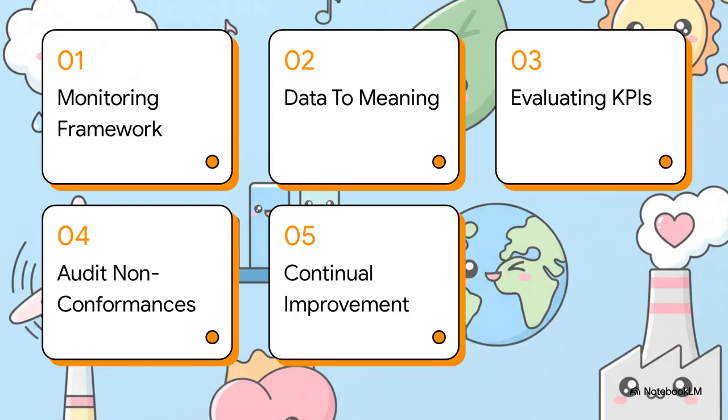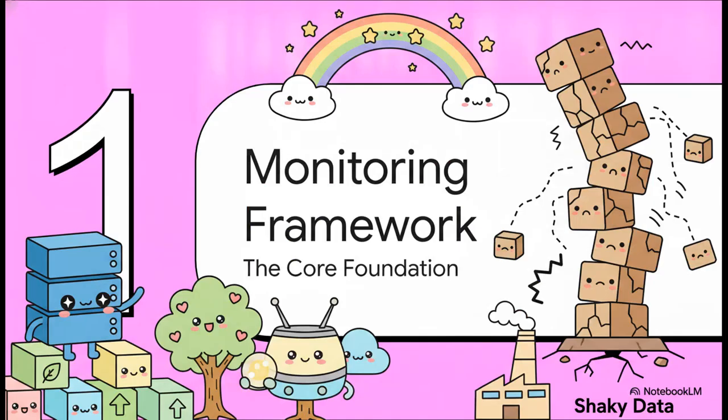All right, so here's our roadmap for today. We are going to cover the core monitoring framework, transition from raw data to meaning, evaluate our KPIs and objectives, examine some common audit nonconformances, and then finally wrap up with driving continual improvement. It's a really logical journey for your information under Clause 9.1. Starting us off, Section 1, the core monitoring framework.